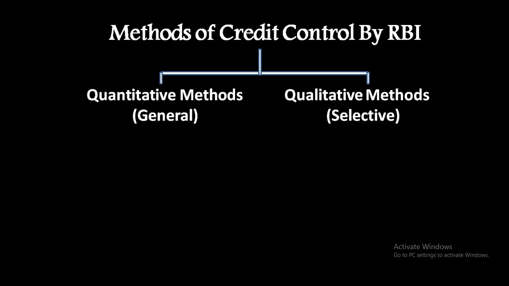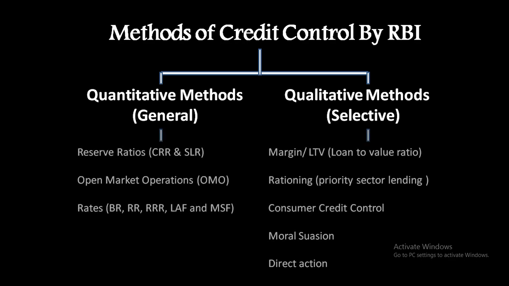Now coming back to quantitative methods, the important quantitative methods of credit control are: first is reserve ratios, in which we'll talk about CRR and SLR. Next is OMO, that is open market operations, and the third one is rates, in which we'll talk about bank rate, repo rate, reverse repo rate, LAF, that is liquidity adjustment facility, and MSF, that is marginal standing facility.